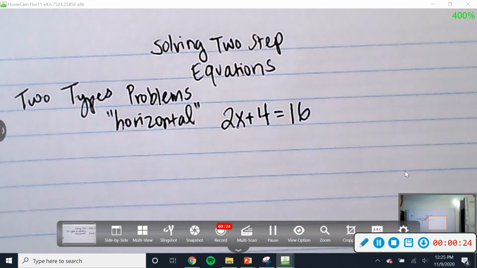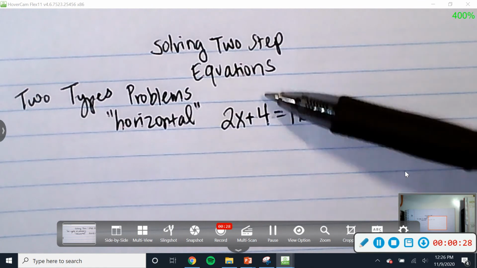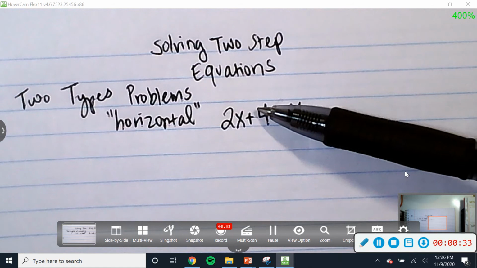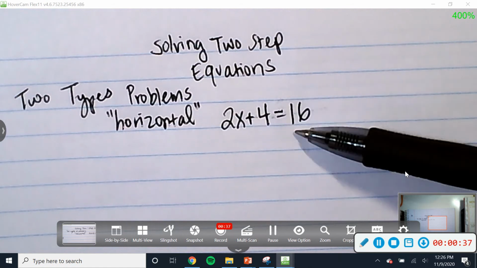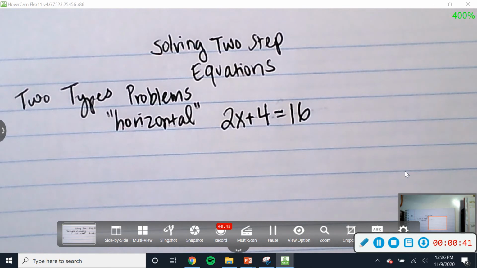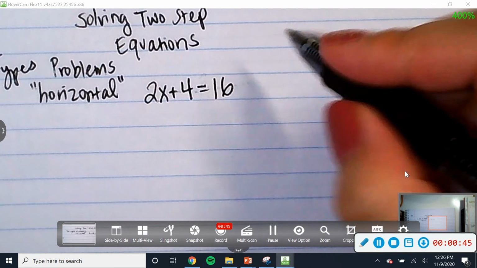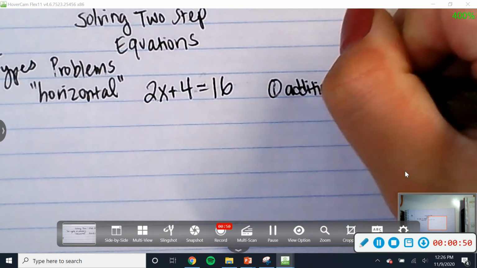These are horizontal because they are written straight across. We usually have some sort of variable and we're adding or subtracting a number, and then on the other side of our equal sign we will have another number. So for these problems we always follow the same steps to solve them. Our first step, step number 1, is always going to be addition or subtraction.